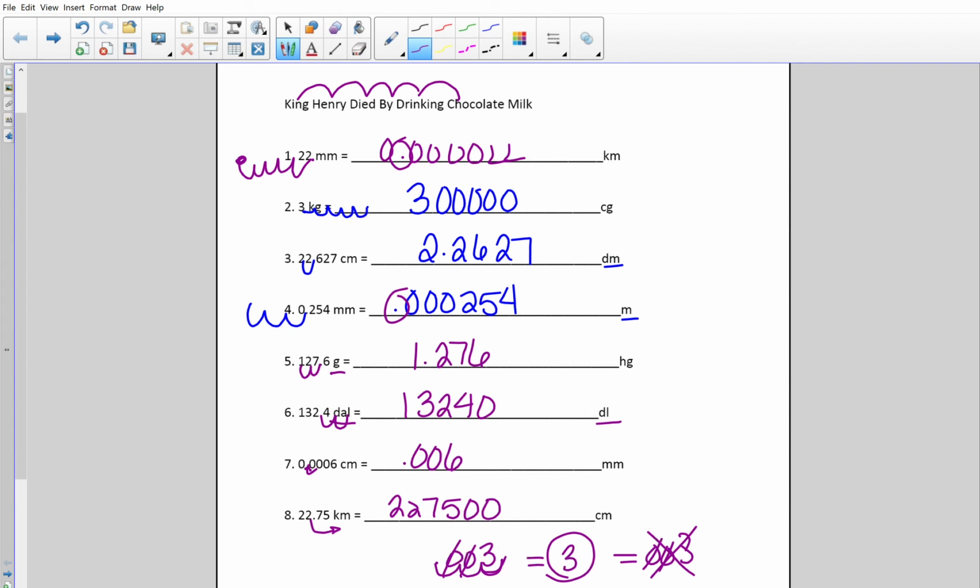So this is converting between metric. So metric to metric conversion. Please let me know if you have any questions.